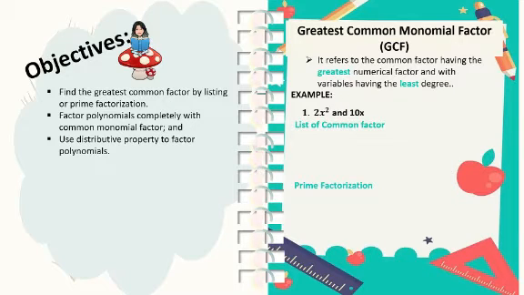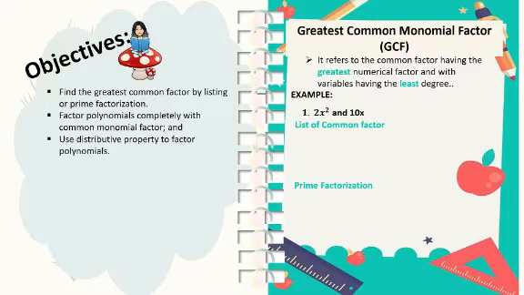Greatest common monomial factor, also known as the GCF. It refers to the common factor having the greatest numerical factor and with variables having the least degree. For example, I have here 2x squared and 10x. There are two ways of getting the GCF: listing the common factors and prime factorization.